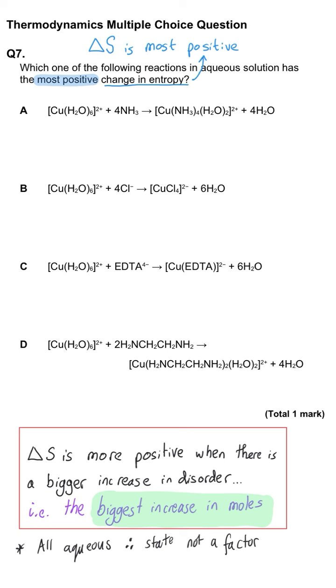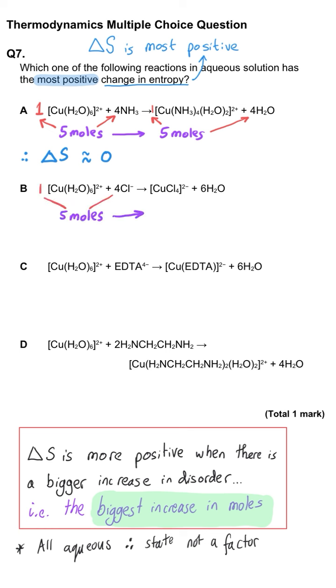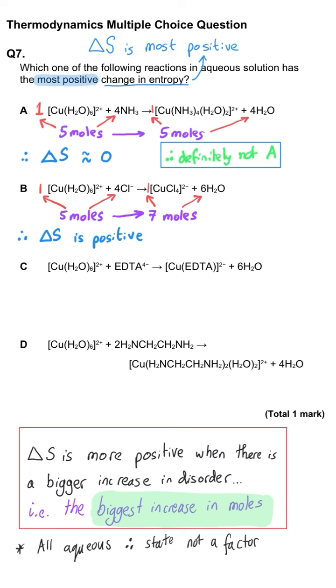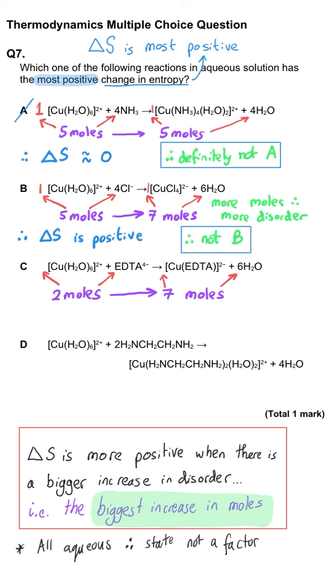And so in A, we've got 5 molecules on the left, and we've got 5 molecules on the right. So the entropy change is likely to be really small. In B, we have 5 molecules on the left, but we have 7 molecules on the right, so this will be a positive entropy change. In C, we've only got 2 molecules on the left, but we've got 7 on the right. So this seems like a huge increase in number and a huge increase in entropy.